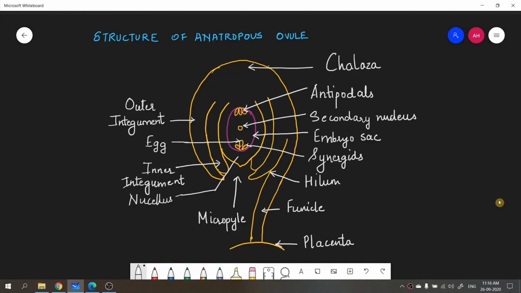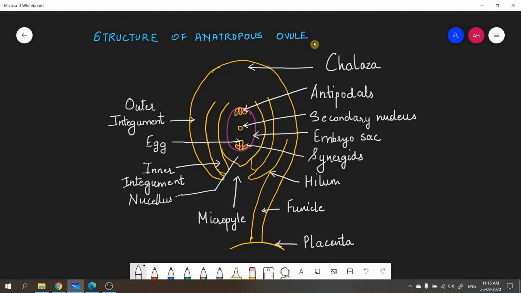So in my previous video, we have already studied about the structure of flower, in which we saw that the female part of the flower is pistil or carpel. And a carpel consists of three parts: the stigma, style and ovary. Now over here I have shown an ovule which is present inside the ovary.